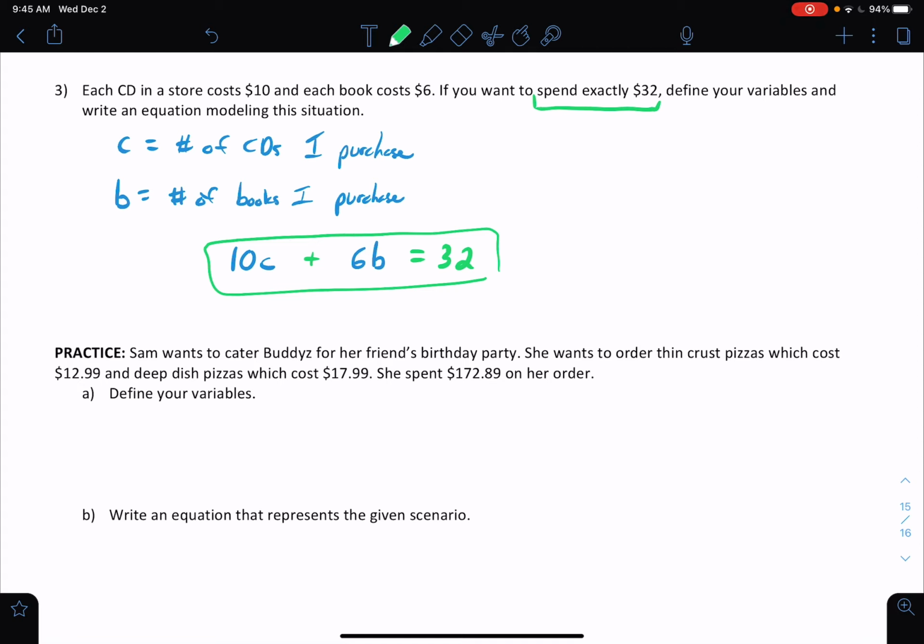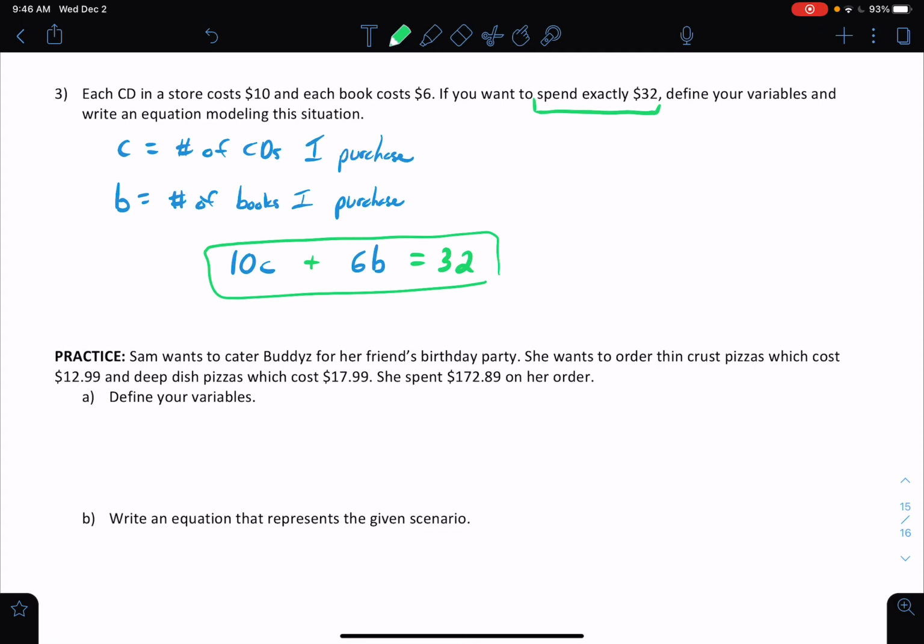So this one is not in slope-intercept form because I have two reoccurring fees on two different variables. Okay, two reoccurring rates of change. All right, it's $10 per CD, $6 per book. If I add those amounts together, that's going to equal 32. So this is an equation in standard form. And if you remember, we talked about that briefly at the beginning of the unit. It's not going to be y equals mx plus b.